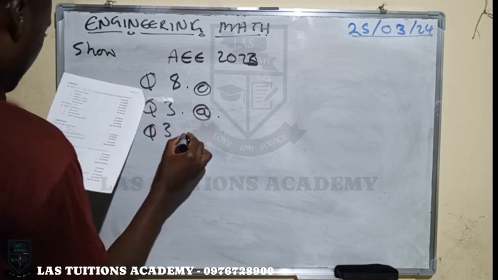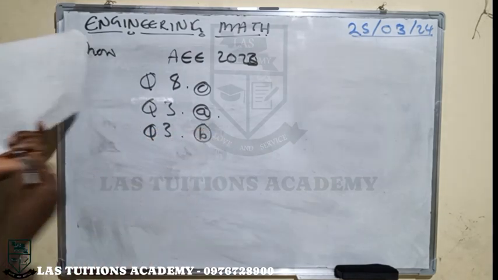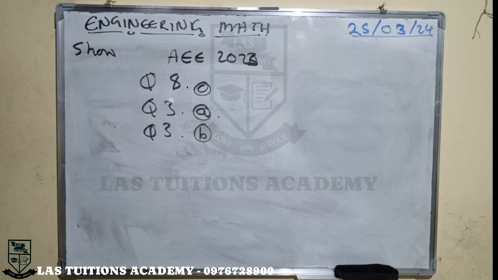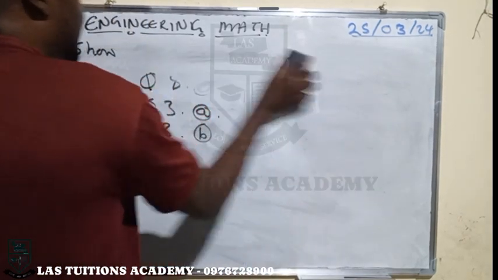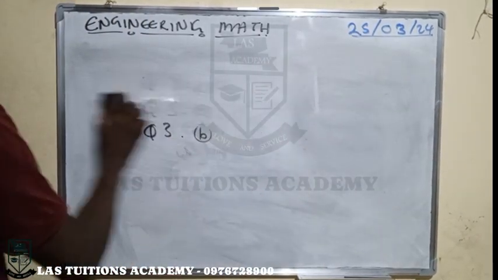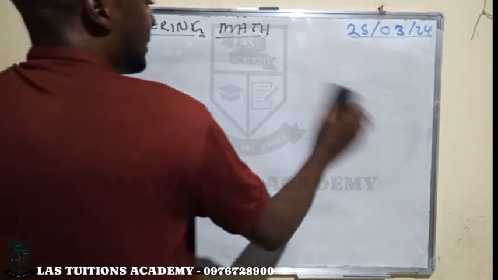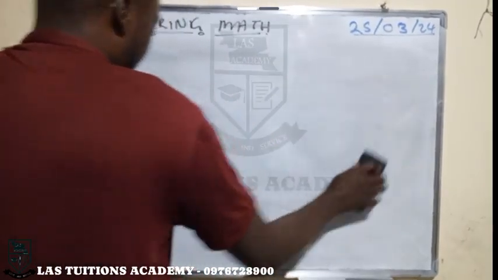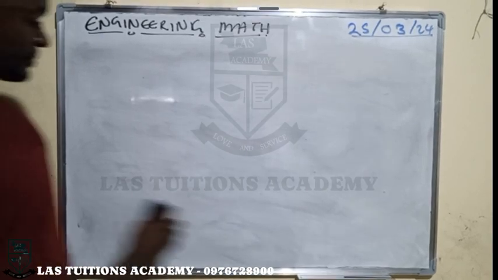Question 3B is a quadratic equation which has complex roots. So there you are asked to solve that quadratic equation. That quadratic equation can also be found under complex numbers, because it gives complex roots, but it's a quadratic equation. Okay, so we are done with that.